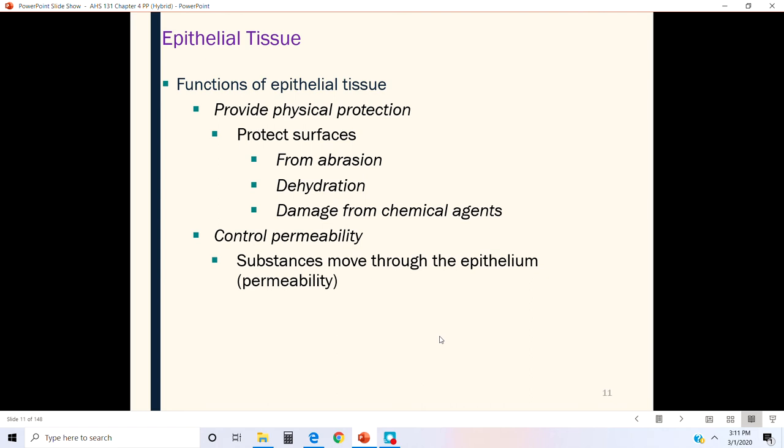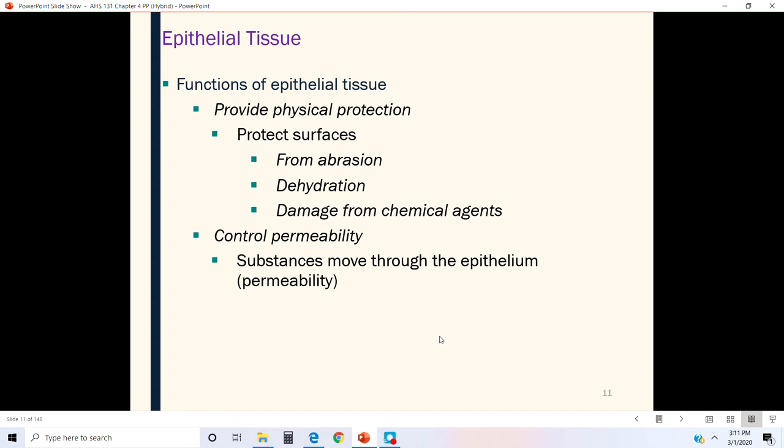Okay. The next couple slides are important. These are actually function slides. What are some of the functions of epithelium? Number one, since it's doing covering and lining, it is a physical protector. It provides physical protection. It protects surfaces from abrasion, right? Think about your skin, right? All day long, things are rubbing against you. But if we didn't have epithelium there, we would just have no protection. We wouldn't have any more skin and we would die.